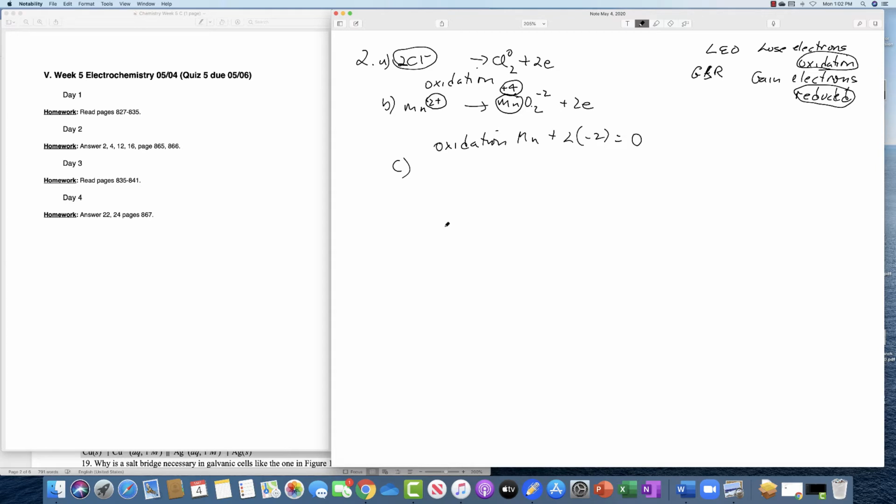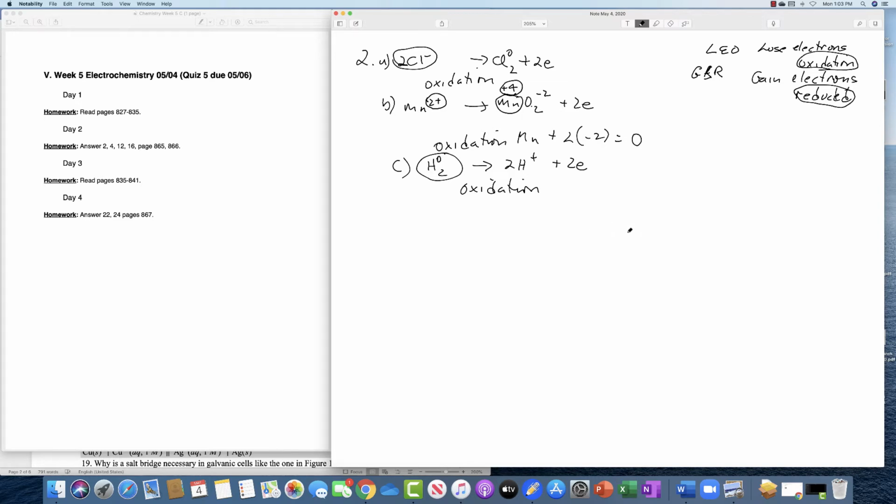C is H2 goes to form, and I always put in to balance it, 2H+. Now we're going from 0 to plus. In order to go from 0 to plus, again, we have to lose 2 electrons from this to get this. So this is also oxidation.